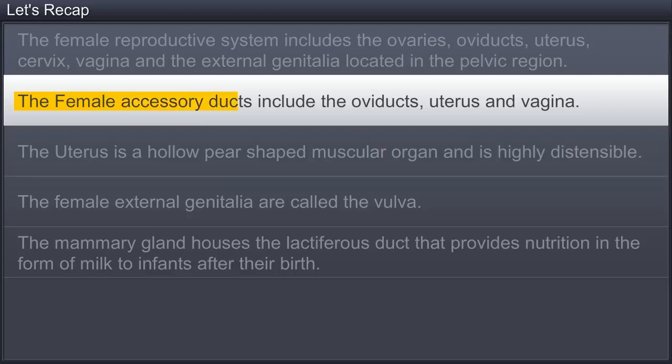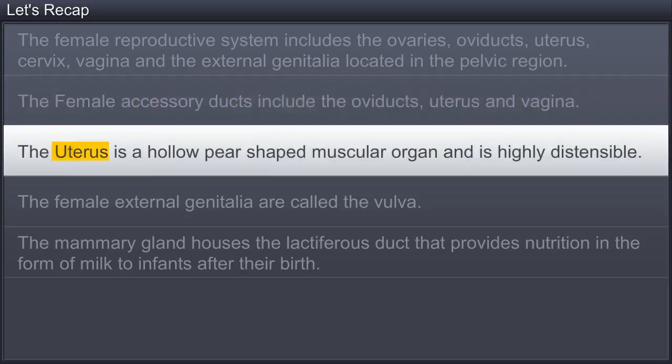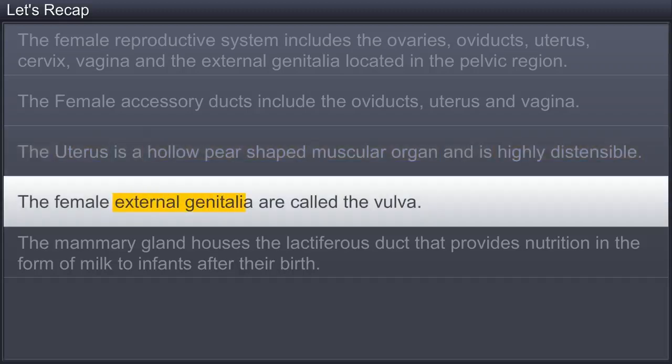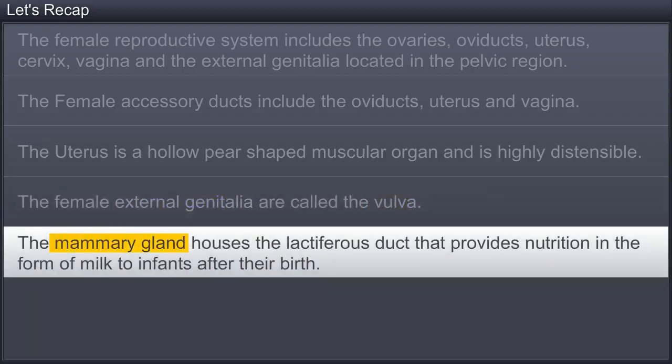The female accessory ducts include the oviducts, uterus, and the vagina. The uterus is a hollow, pear-shaped muscular organ and is highly distensible. The female external genitalia are called the vulva. The mammary gland houses the lactiferous duct that provides nutrition in the form of milk to infants after their birth.